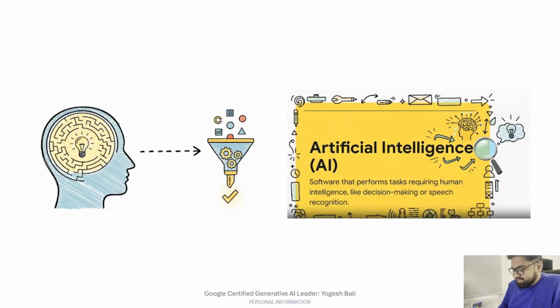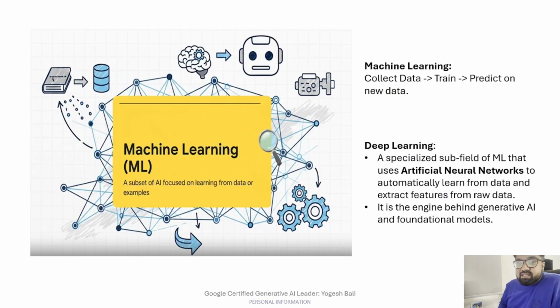Let's start. The first topic is artificial intelligence. Artificial intelligence is software that performs tasks that require human intelligence, for example, decision making or speech recognition. Machine learning is a subset of artificial intelligence. Here the primary focus is on learning from the data or examples. Here we basically collect the raw data, train using the algorithm, and then predict on new data.